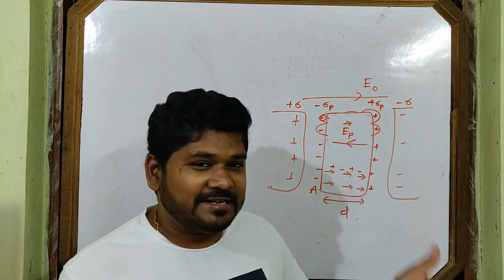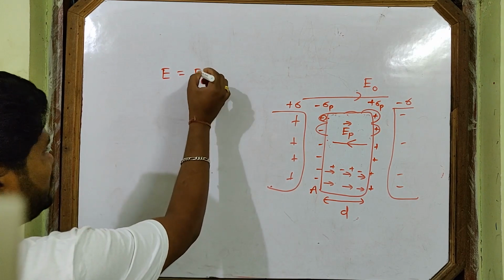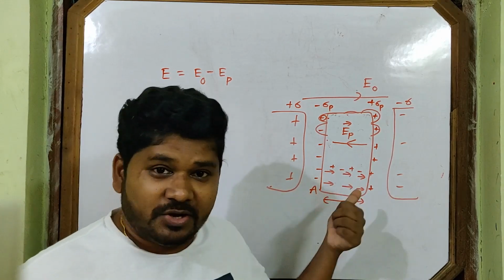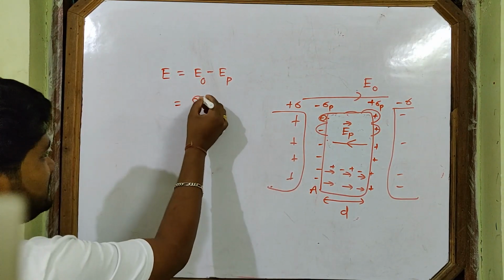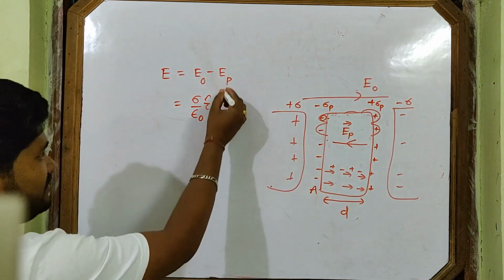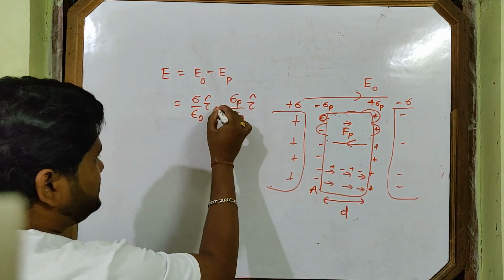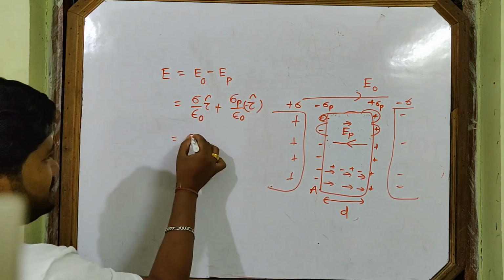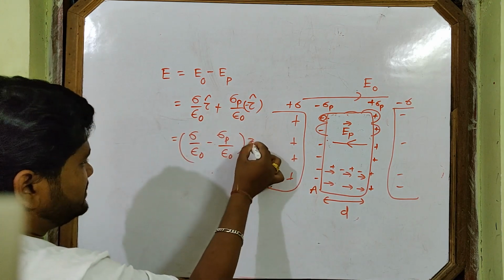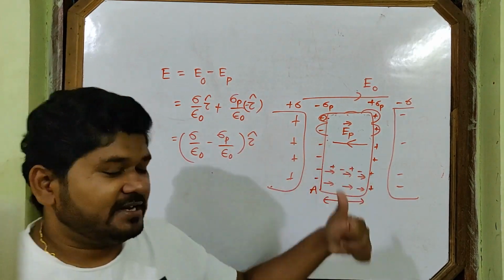Now see what is the total electric field inside the dielectric. Total electric field inside the dielectric is E naught minus EP. Why minus? Because they are vectors and in opposite direction. So what is E naught? Sigma by epsilon naught, along i cap. And what is EP? Sigma P by epsilon naught, along minus i cap. So it will become sigma by epsilon naught minus sigma P by epsilon naught, i cap. So this is the net electric field inside the dielectric.